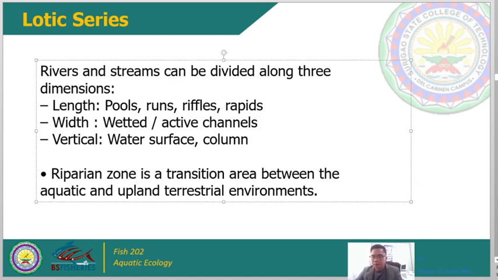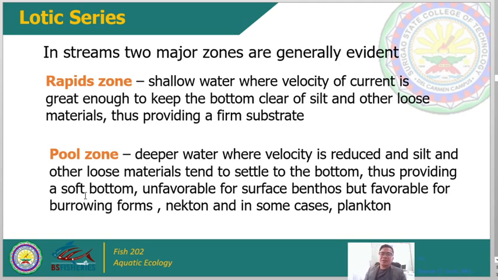Okay, so more about lotic series. There are two major zones of lotic series. The first zone is the rapid zone. Rapid zones are shallow water where the velocity of the current is great enough to keep the bottom clear of silt and other loose materials, thus providing a firm substrate. So these areas are flowing, rapids. Paspas, you won't see mud there because the mud gets carried away. So the substrate is firm, more or less composed of stones, gravel, and so on and so forth.